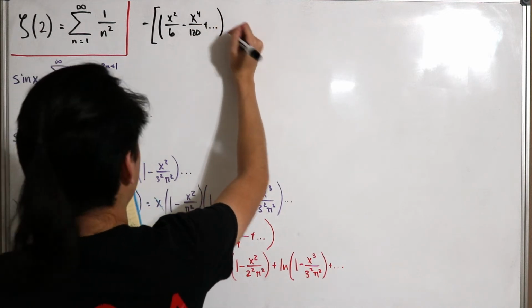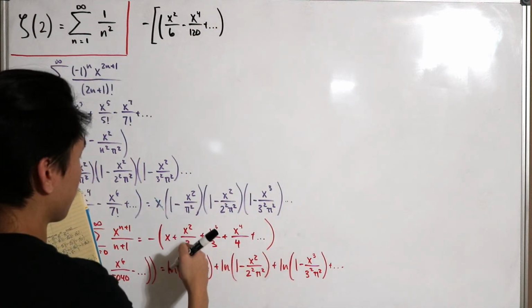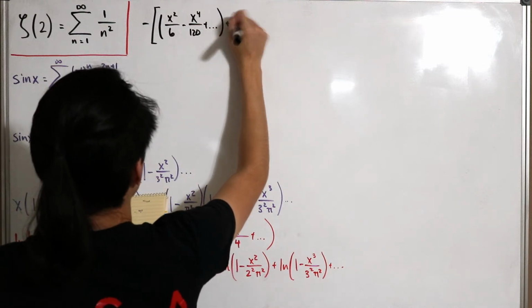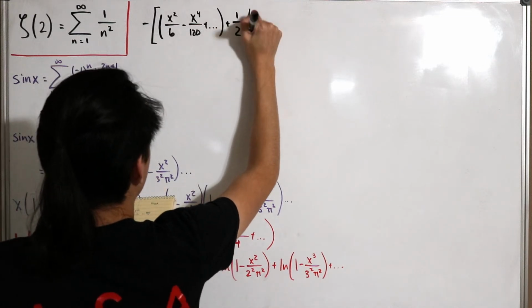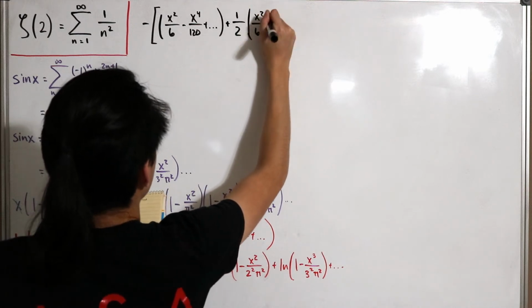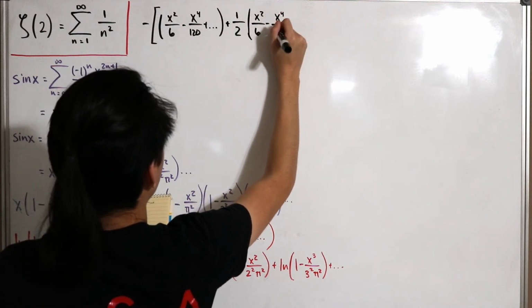Now next, we have x squared divided by 2, I'll factor out the 1/2. So this is plus 1/2, then multiply with that input again over here. So x squared divided by 6, subtract x to the 4th divided by 120.